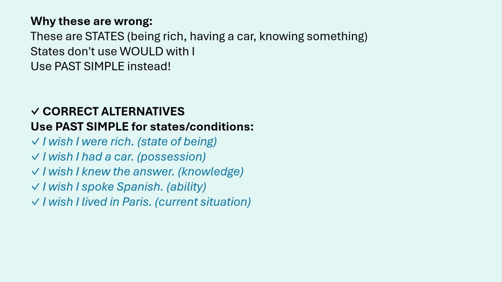Use past simple for states and conditions. "I wish I were rich," state of being. "I wish I had a car," possession. "I wish I knew the answer," knowledge. "I wish I spoke Spanish," ability. "I wish I lived in Paris," current situation.